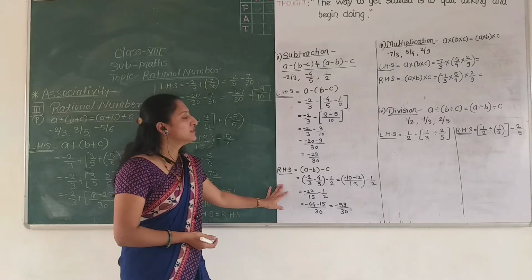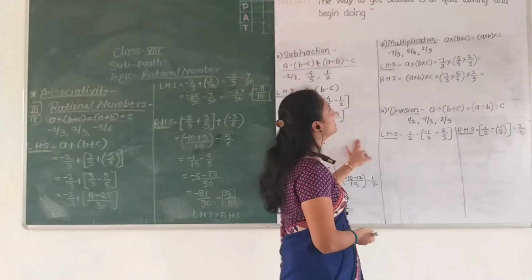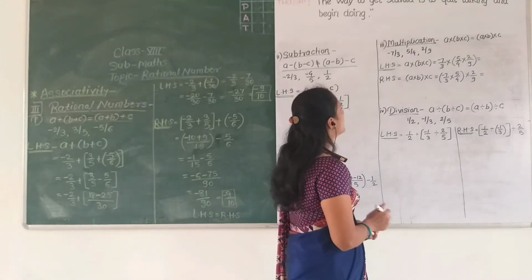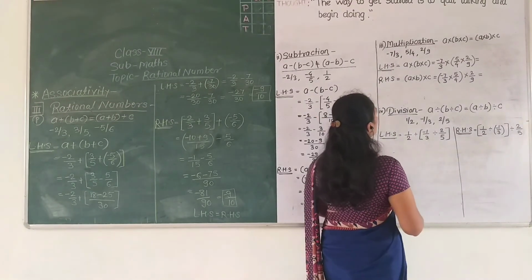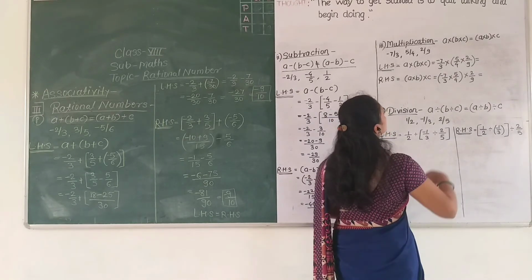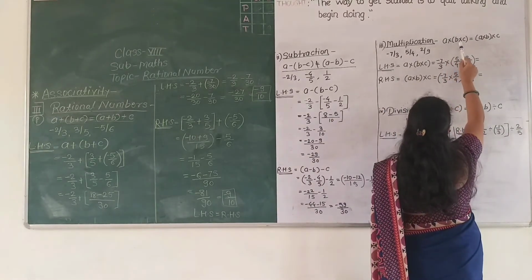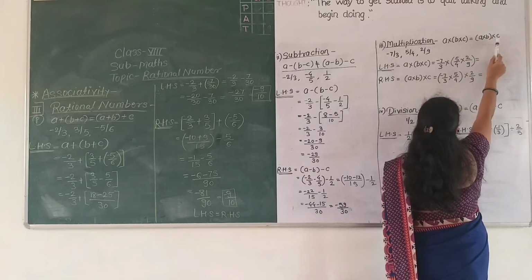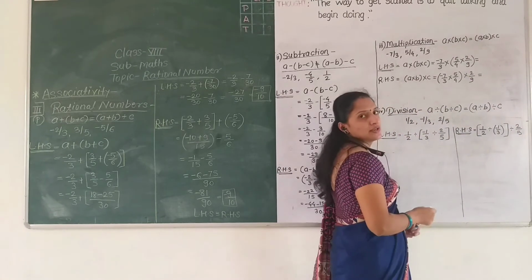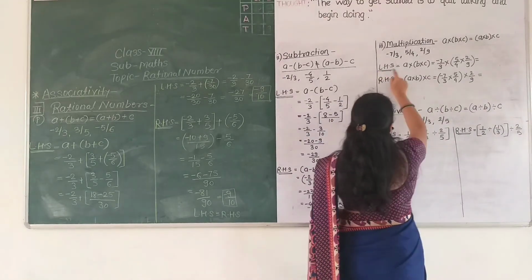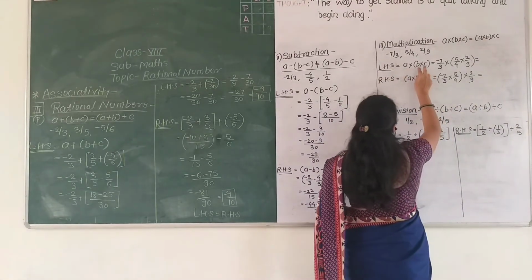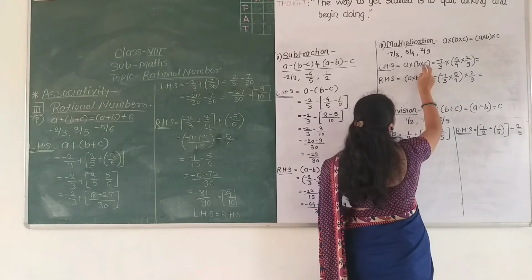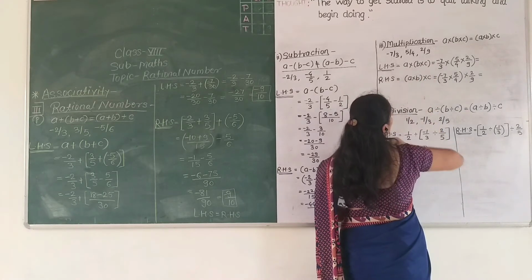Okay. Now our third mathematical operation is multiplication. So it is very simple. Now for multiplication we have to check that (A into B) into C is equal to A into (B into C). So for this, LHS is A into (B into C). So first we multiply B into C, then multiply with A.